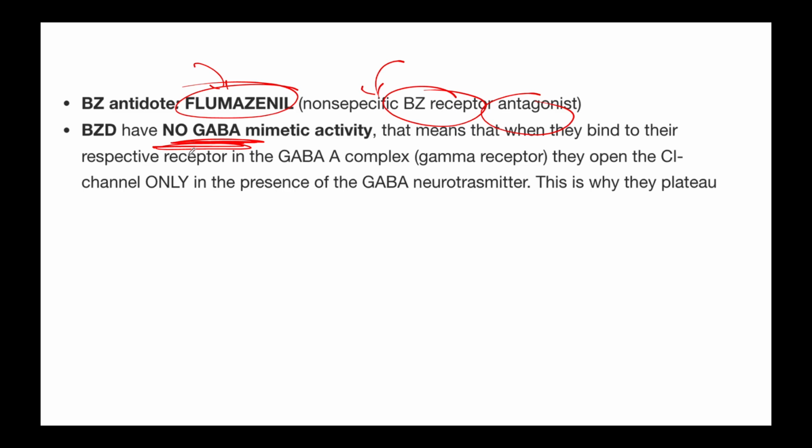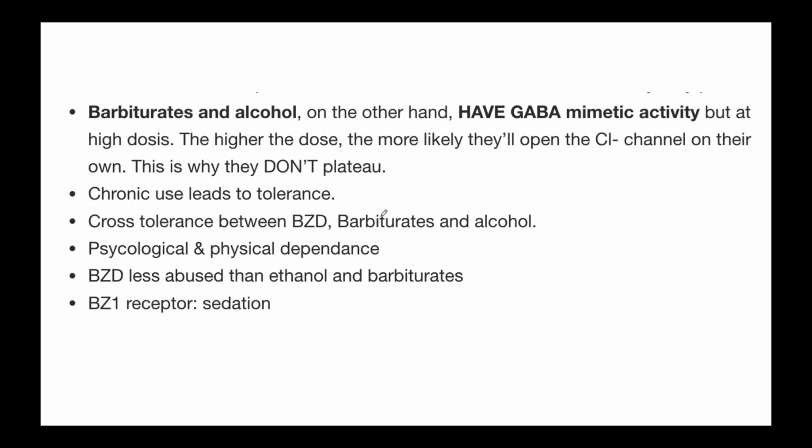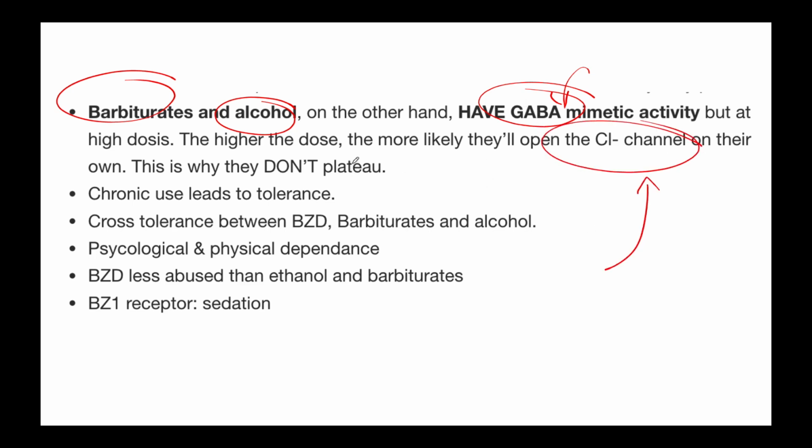So, when they act on the GABA A complex, they open the chloride channel only in the presence of GABA neurotransmitter. That is the reason their action has a plateau. Unlike the barbiturates, this is frequently asked in every exam. Whereas the barbiturates and alcohol have a GABA mimetic activity. Whether GABA is there or not, they are still capable of opening the chloride channel. That's the reason they don't plateau. They don't depend on the presence or absence of the GABA.